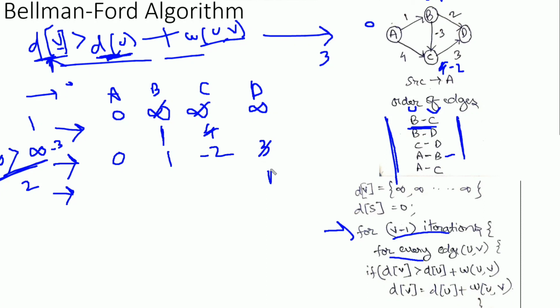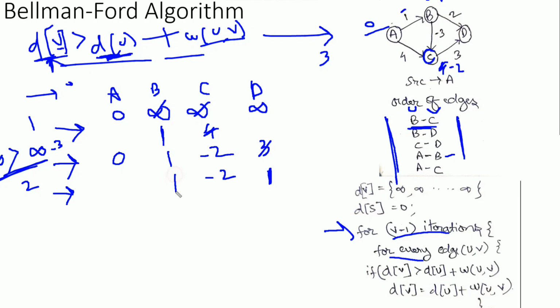So it will be 1. Okay. Next is A and B. A and B will remain same. 0 plus 1 is 1. Okay. Next is A and C. So A and C, the distance value of C is minus 2. If we perform relaxation operation between A and C, it will be 0 plus 4, 4, which is maximum. So we need not change the value of this.